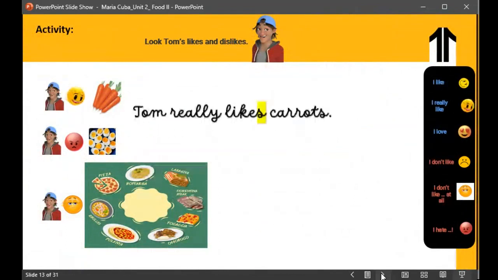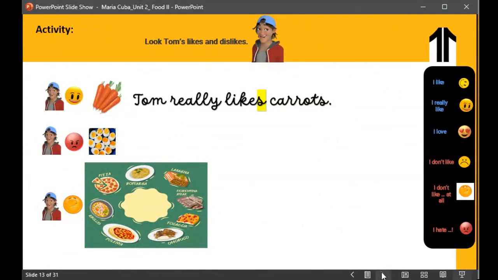Okay, the same idea. For example, here, Tom really likes carrots. What else can you say? There are 2 more. What else can you say about Tom? Tom hates tomatoes. These are not tomatoes, I think. Are these tomatoes?